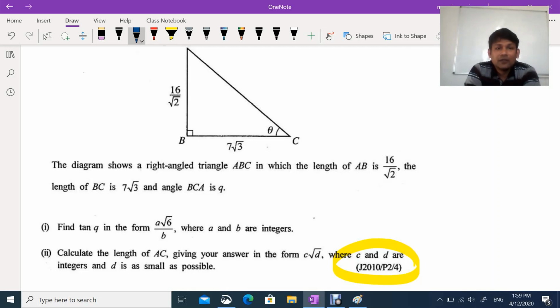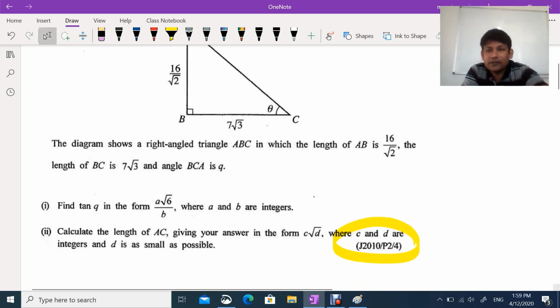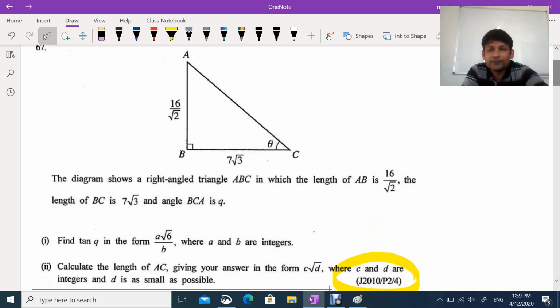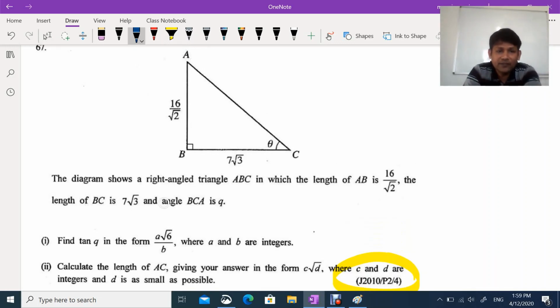2. This is A. You can now see this A is here. This is given, and BC is given. Angle BCA is theta. This is not theta, this is Q. This is theta actually. The actual paper has theta here. This theta is given here. Find tan Q, this is actually tan theta. We need to find the first part.